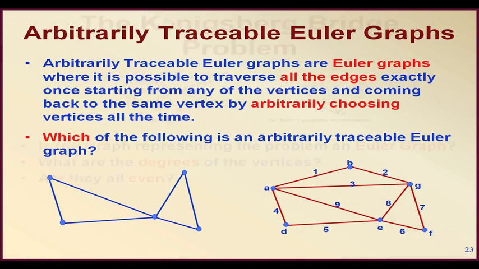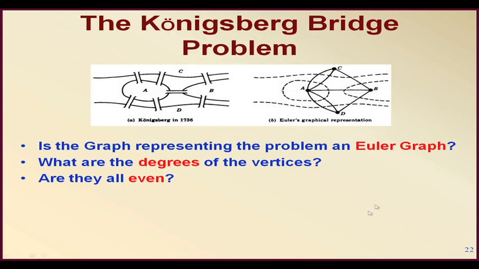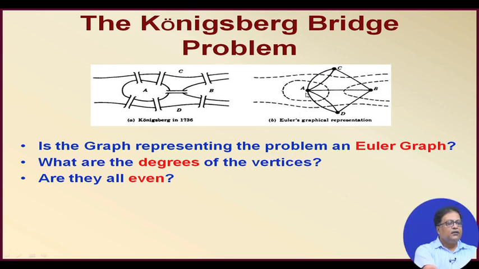So, before I end, let us try to see what should be the solution to the Konigsberg bridge problem. So, this is the problem and this is the graphical representation. Look at the degrees. What is the degree at A? It is 1, 2, 3, 4, 5. What is at D? 3. At B 3 and C also 3.